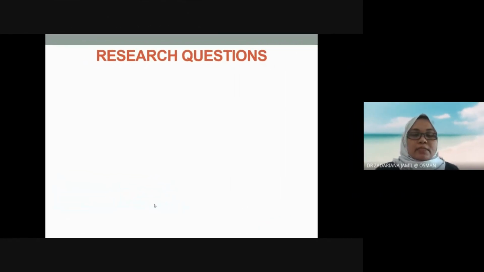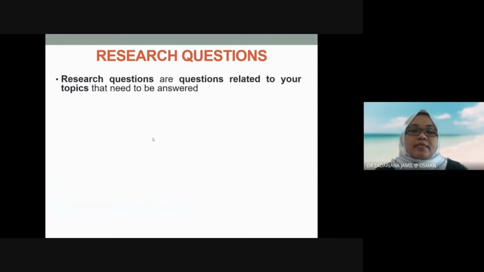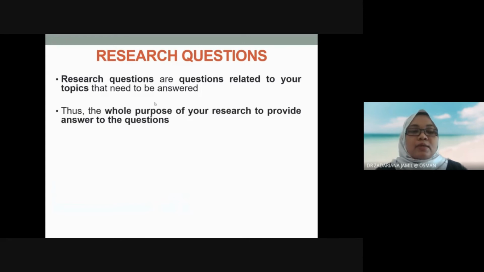Let's look at research questions. Research questions are questions related to your topic that need to be answered. Thus the whole purpose of your research is to provide answers to the questions. So when you have the research questions, the study that you want to carry out will find the answer to the research question. That is the activity of your research.